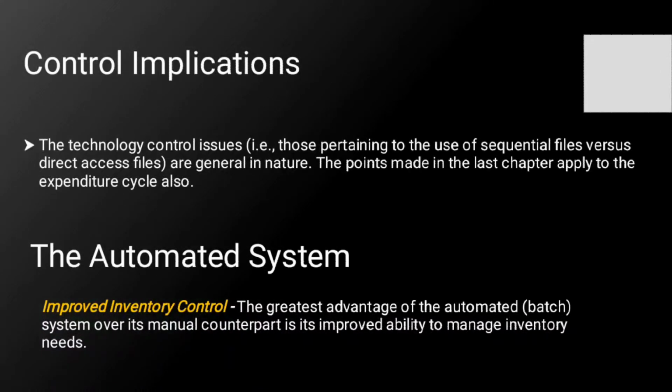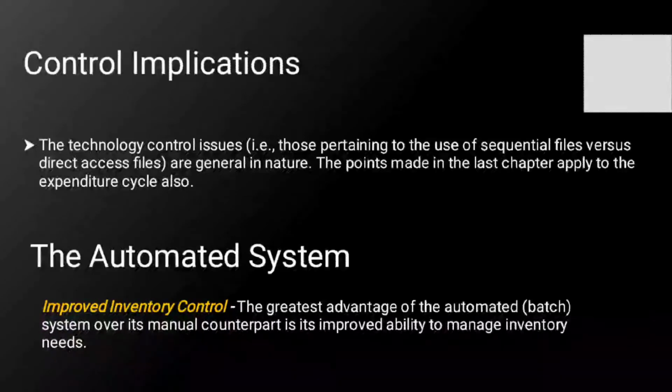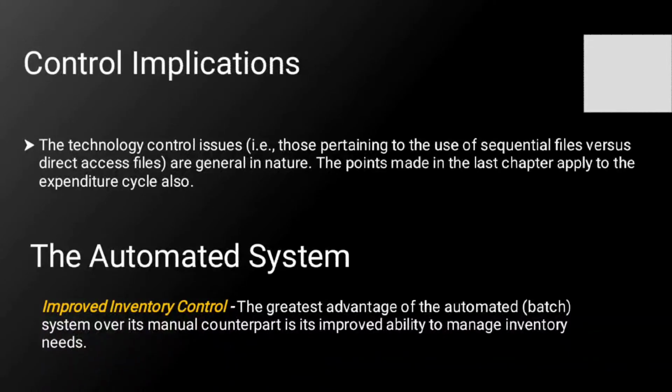Next, control implications. The technology control issues are general in nature. The points made in the last chapter apply to the expenditure cycle also. But what we will examine here are the issues specific to this cycle by focusing on the difference between the automated and the engineered system.